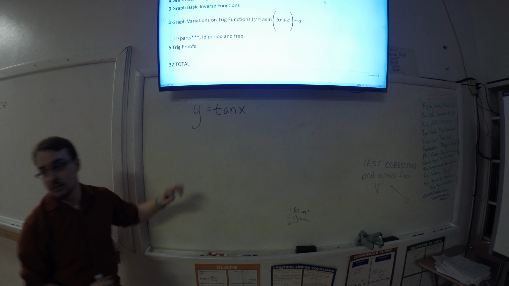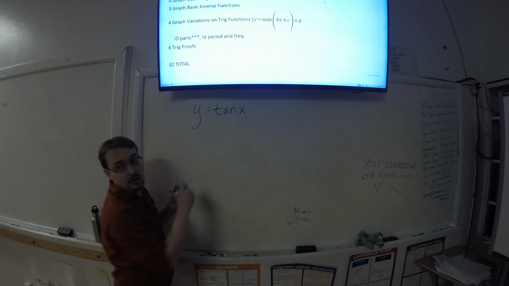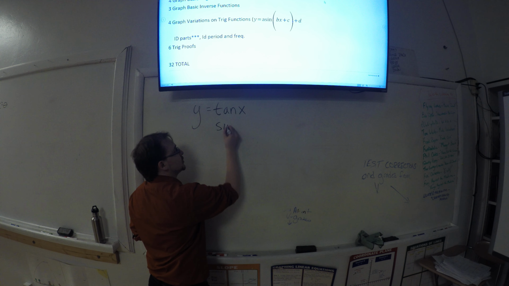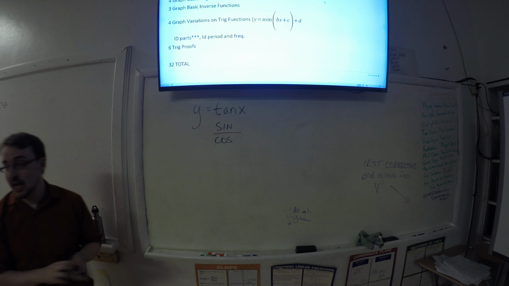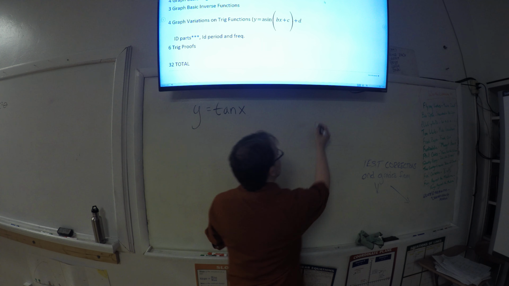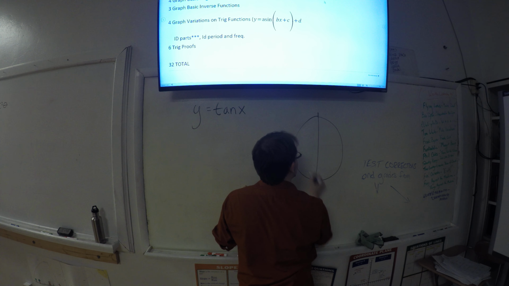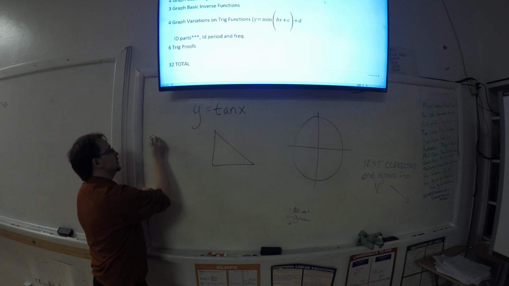Right? So, this stuff. Okay? Tangent we know is the same thing as sine over cosine, right? You should know that from your quotient identities. If you don't know that, we'll go the other way, okay? Unit circle. Let's draw a triangle. SOHCAHTOA, right?